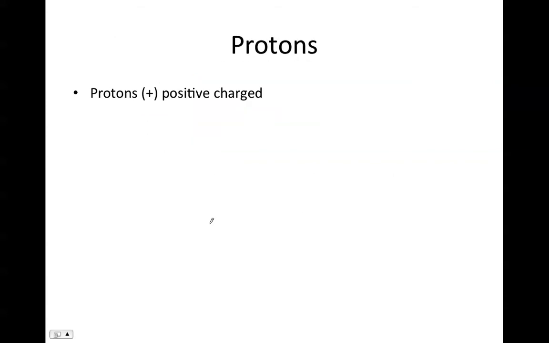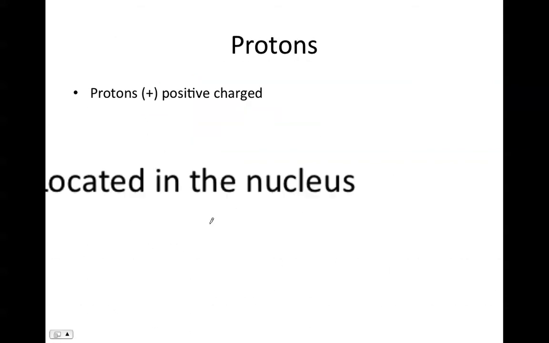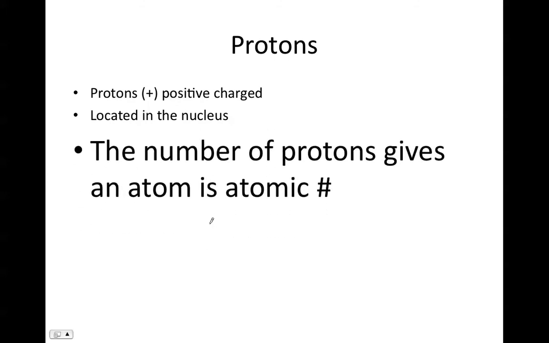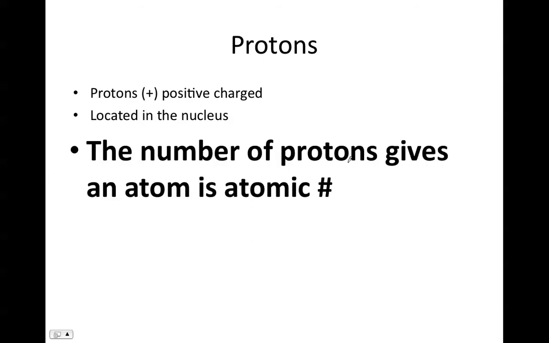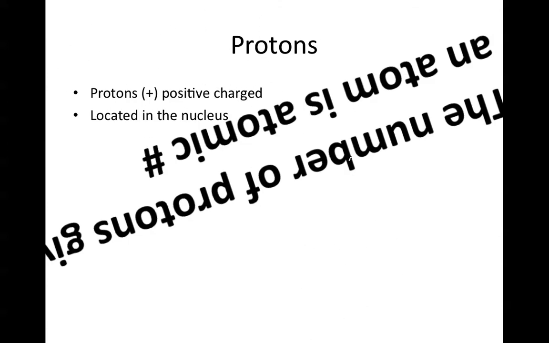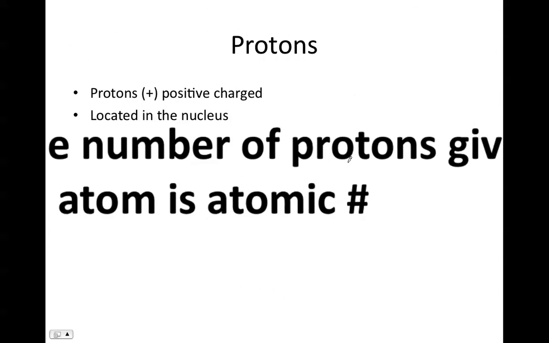Okay, what do we know about protons? Well, we know they're positively charged. We know they're located in the nucleus. One of the things you might have heard me mention earlier is that the number of protons gives us the atomic number of an atom. So all you have to do to find out the atomic number is count the number of protons. So remember that. That's key. The number of protons gives us an atom's atomic number.